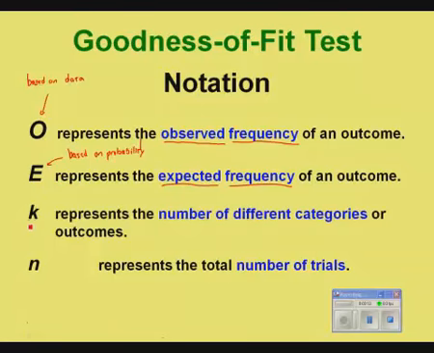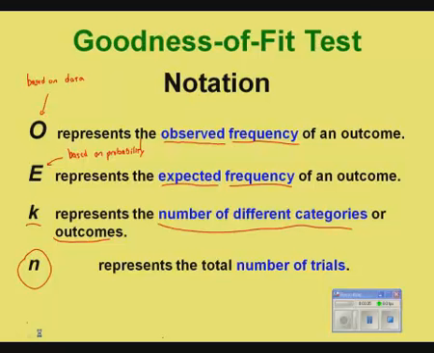Now, this section they're going to use the letter K to be the number of different categories or outcomes. All right? And we'll show you an example of that soon. And this is familiar. N, number of trials, right? Sample size in a sense. Okay, we've had that plenty of times.